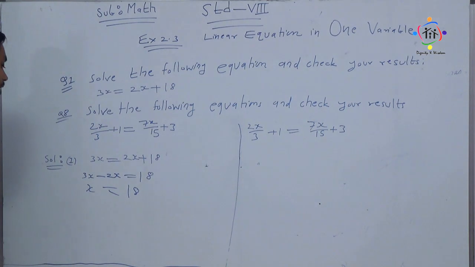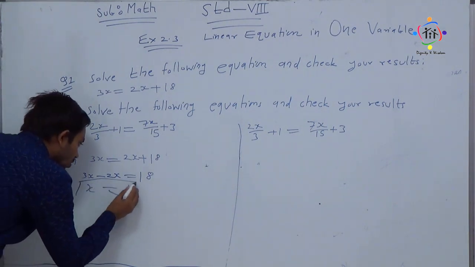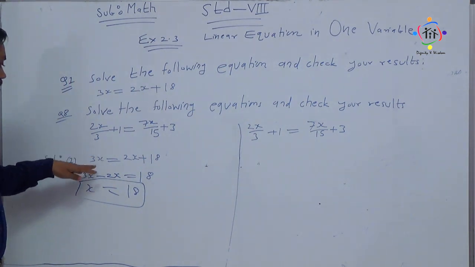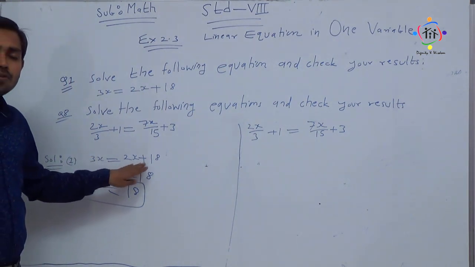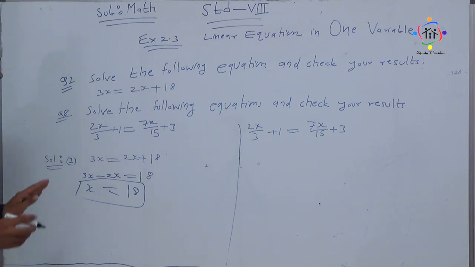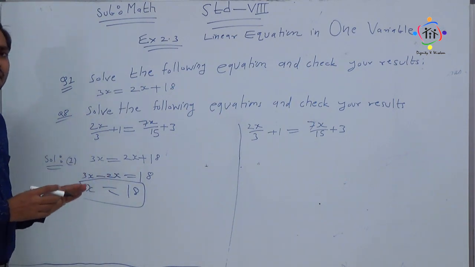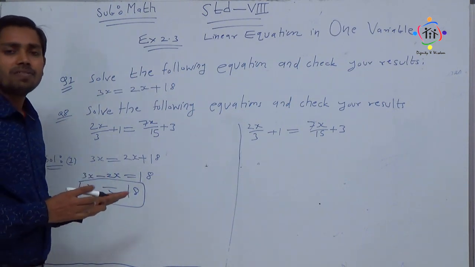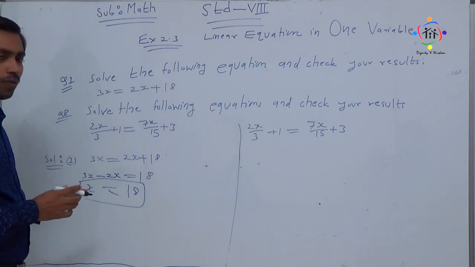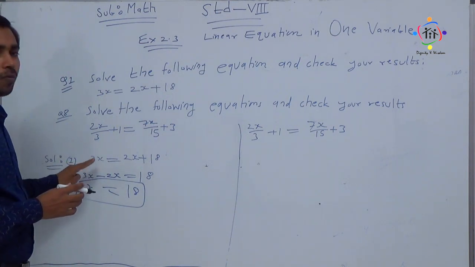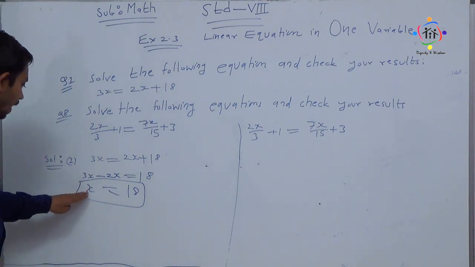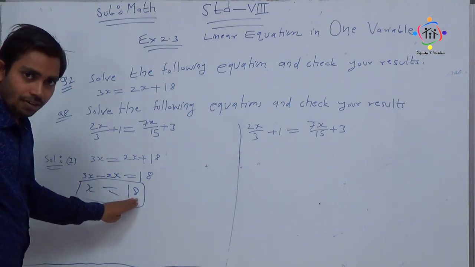So what does it mean? This is the required solution for the given equation 3x is equal to 2x plus 18. What is meant by x is equal to 18? As I told you, x is a variable. Variable means it doesn't have a fixed value. According to the equation, it will possess a different value, my dear students. So here we got x is equal to 18.